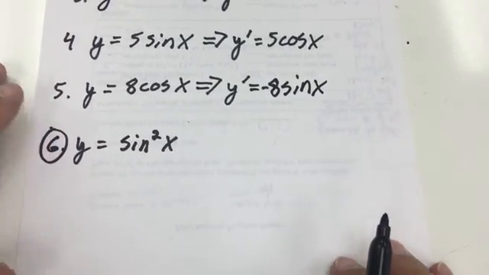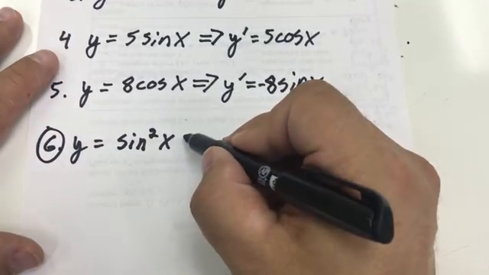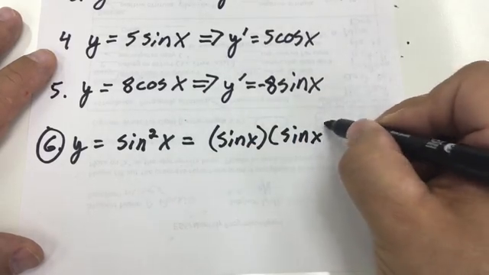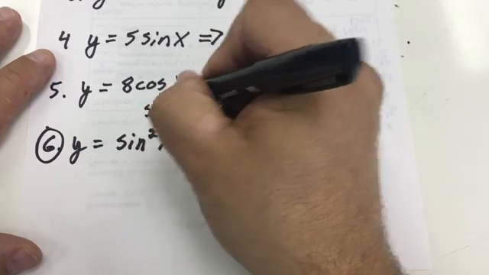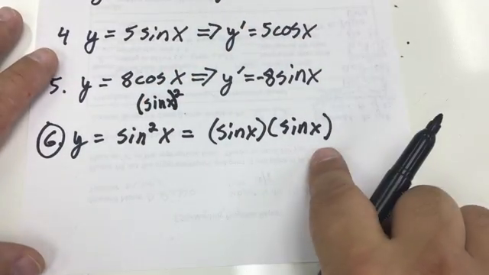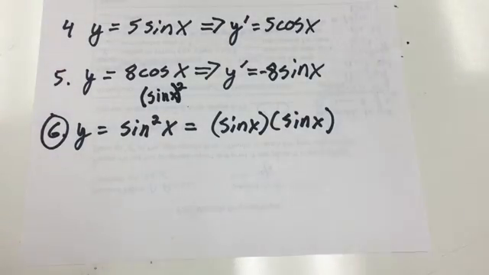Now, in order to do this one, you have to realize that sine squared x equals sine x times sine x. It's not the same as saying sine of x squared. No. It's the same as saying sine x times sine x. So in order to find this derivative, I'm going to have to use something called the product rule.